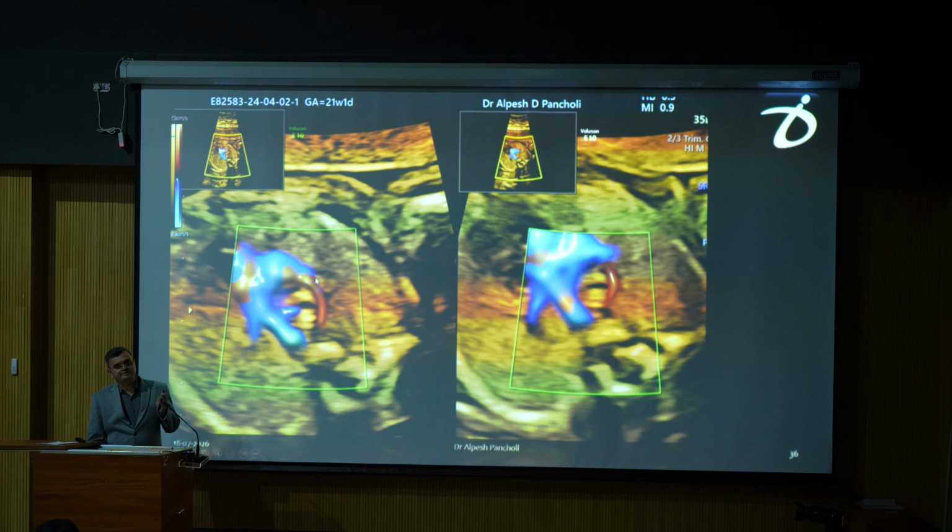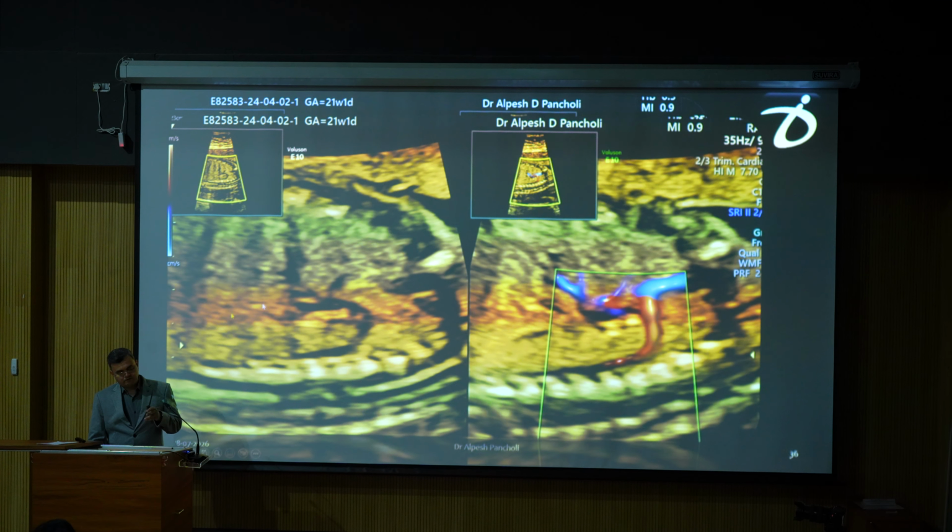So at 3-vessel trachea view, we don't have 2 arches, we have 3 arches. One is the ductal arch, one is the aortic arch, and one is the azygous arch. It can be seen on sagittal view also. Here we can see the azygous vein arching and joining to the superior vena cava. This is the superior vena cava, this is the azygous vein.